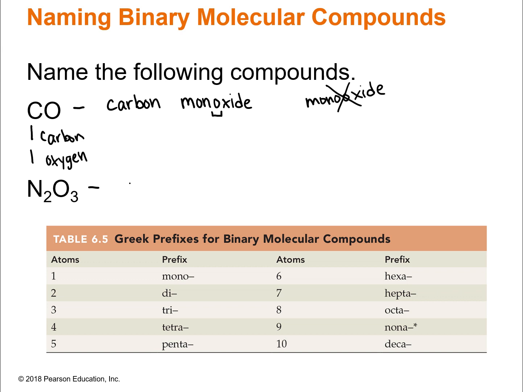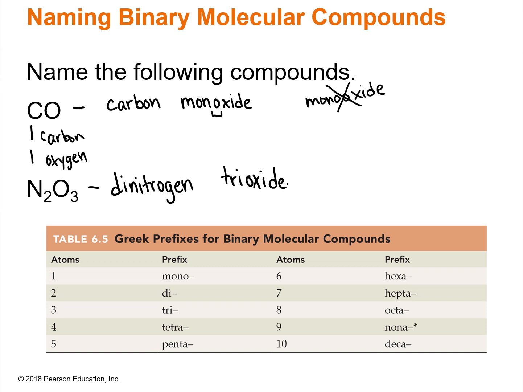Probably took you longer to type it than to know what it was. So we've got 2 nitrogens. Going to use the prefix di. Then just write the element name. We've got 3 oxygens, so we're going to use tri. Write the root, which is ox, followed by IDE.